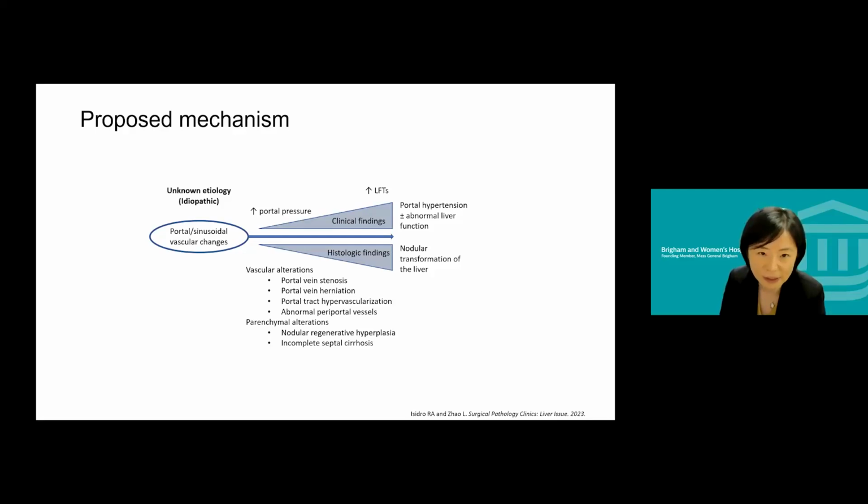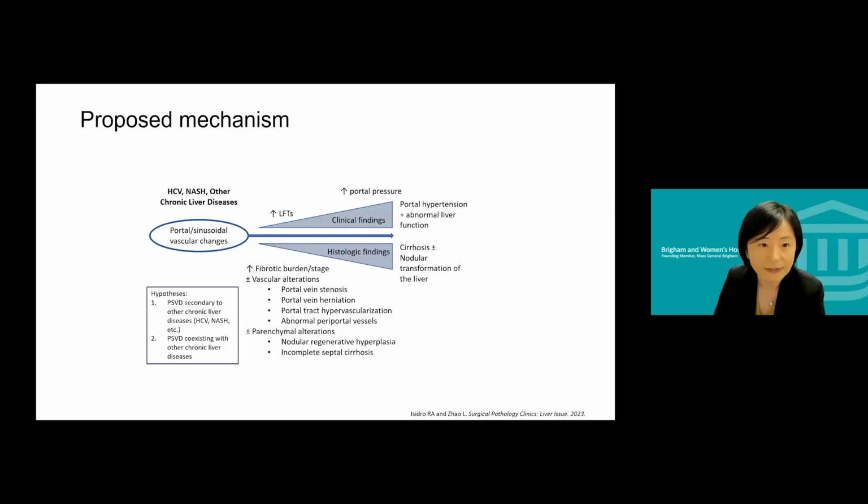But if you biopsy this patient at the earliest phase of this disease, then you may see some of the histologic changes without having clear clinical portal hypertension. And these changes may also coexist, or you can see them in other chronic liver disease, such as Hep C, steatotic liver disease. And there are two possibilities. One is that these vascular changes are secondary to the inflammation or vasculopathy related to the other chronic liver disease, or this is an independent process that just coexists with other chronic liver disease.